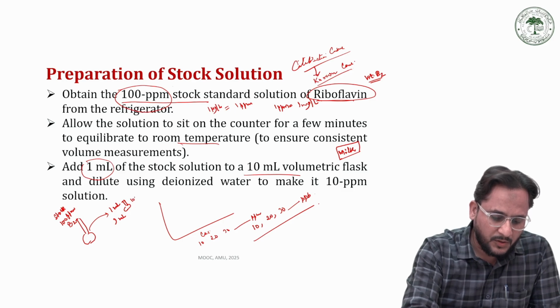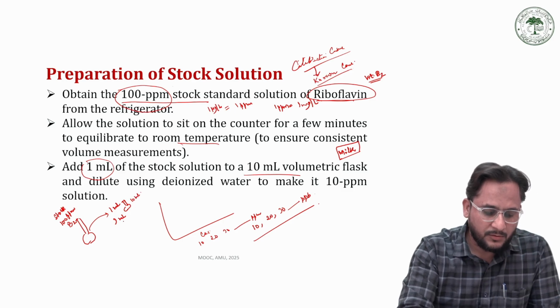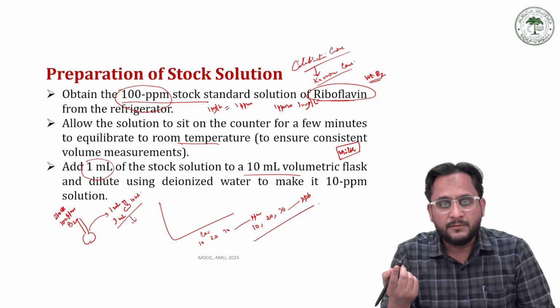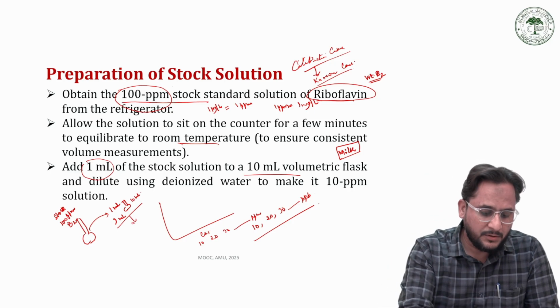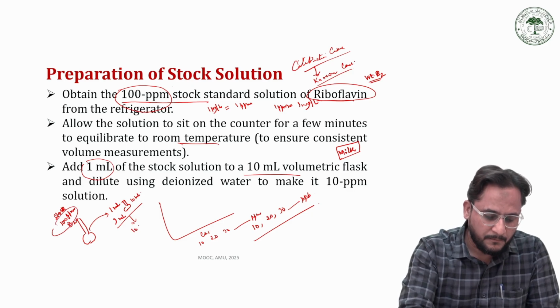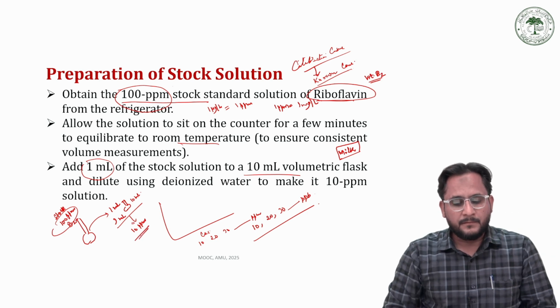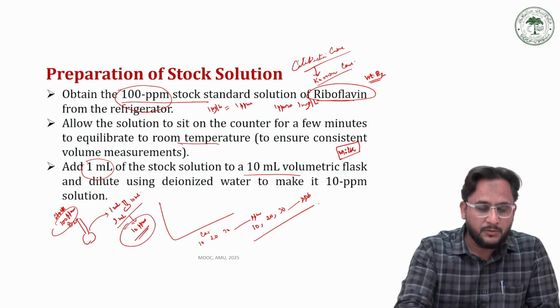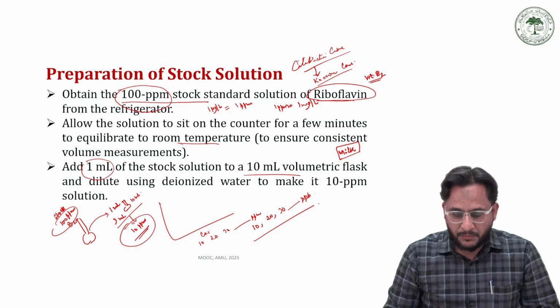The volume of this flask is 10 ml, so this way we dilute it 10 times. Earlier it was 100 ppm, now it becomes 10 ppm. So in this way a diluted solution is prepared.